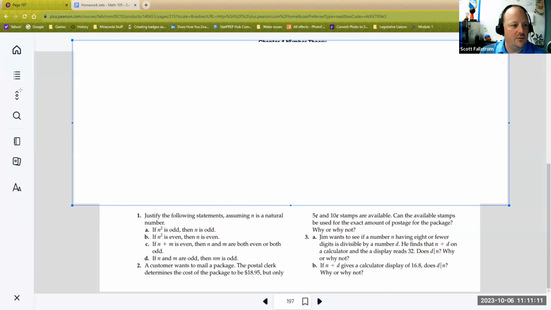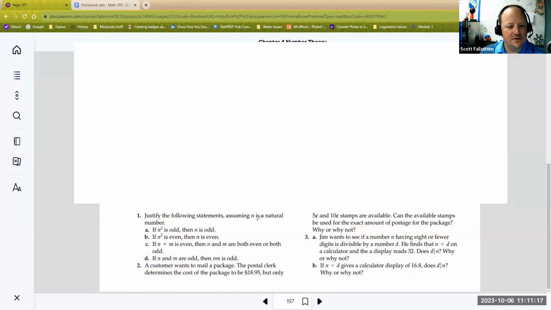So let me give you an example here. It says, notice, assume n is a natural number. This is question 1. I think I did 1, 3, 5, 7. So assume n is a natural number. Notice it says if n squared is odd, then is it true that n has to be odd? So you have to take a number and square it, and you have to get an odd number out.